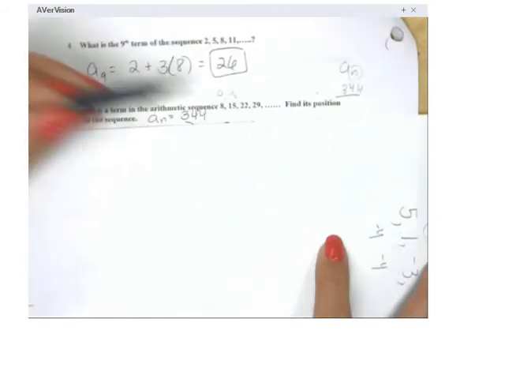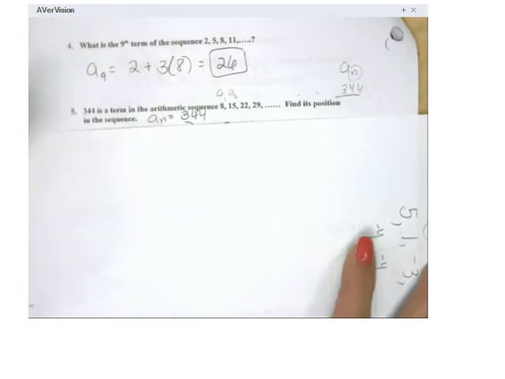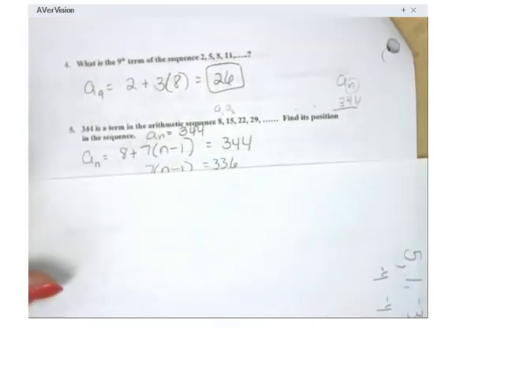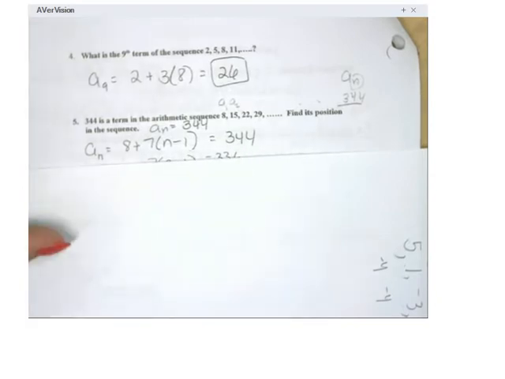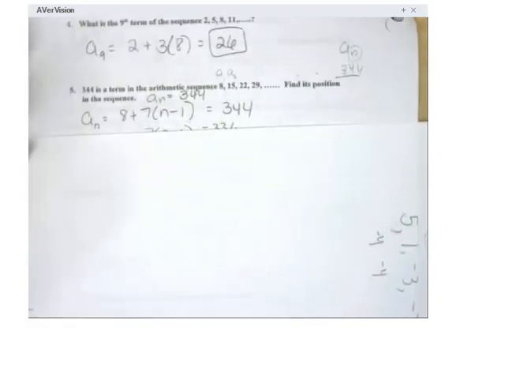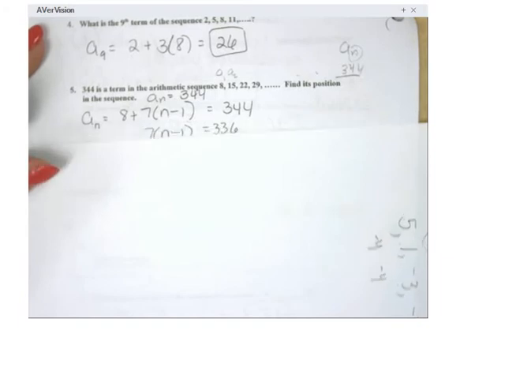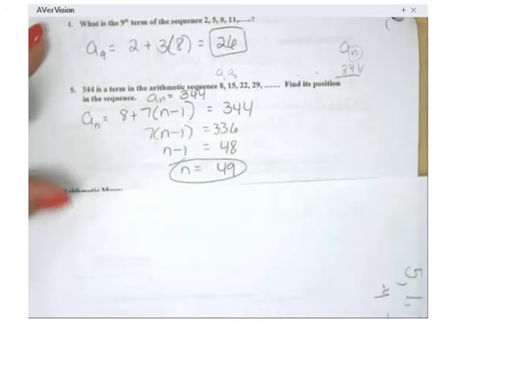Well, I know I start with 8, and I keep adding on 7, and I need to do that n minus 1 times, and I'll finally end up with 344. And then you do the algebra. And I find out that it was the 49th term.